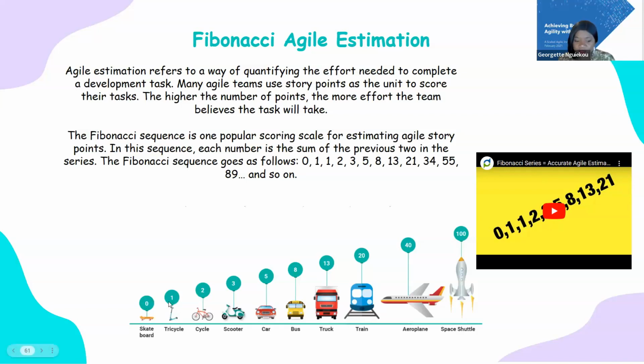That means these 2 previous give you the effort of the third element, which is the tricycle, the bicycle. Scooter go to 3. So this is how the story goes. So the bigger the story, or the more complex the story, the higher the story point. Okay. Does that make sense?